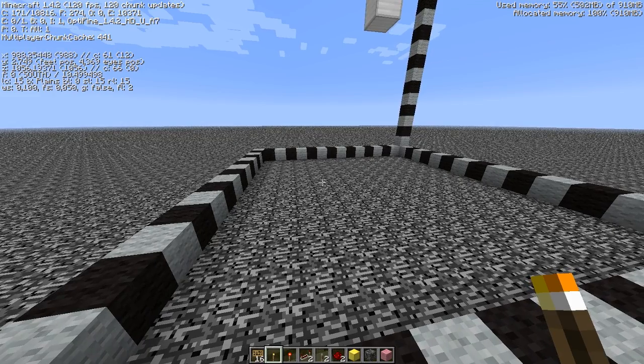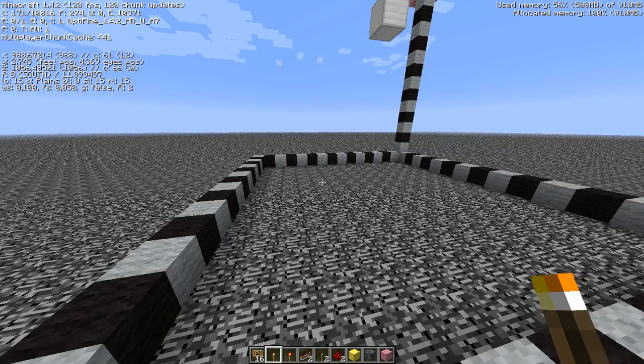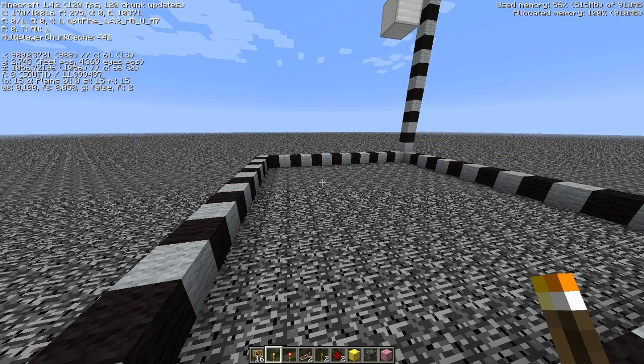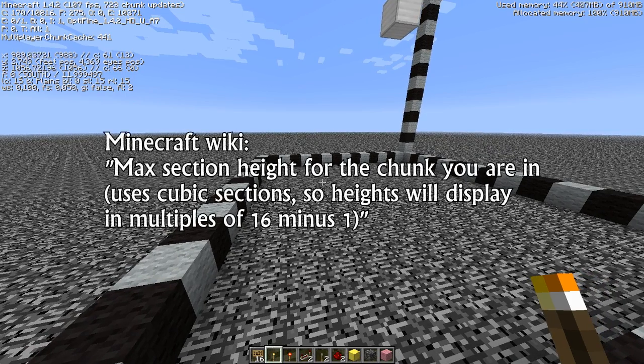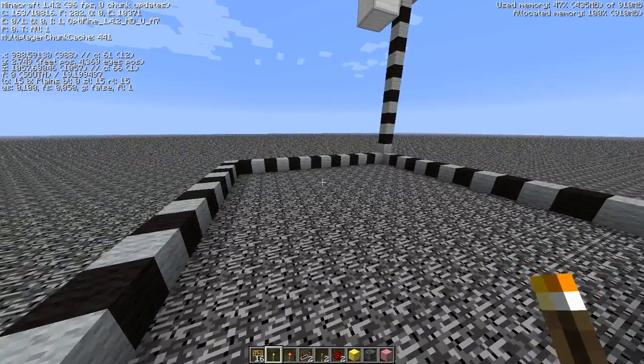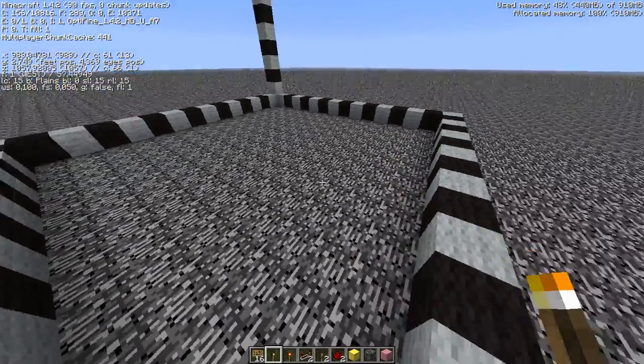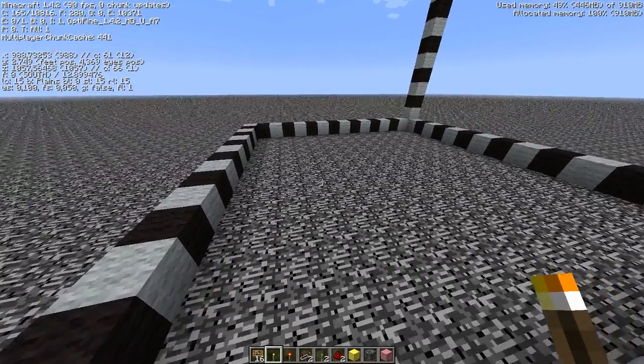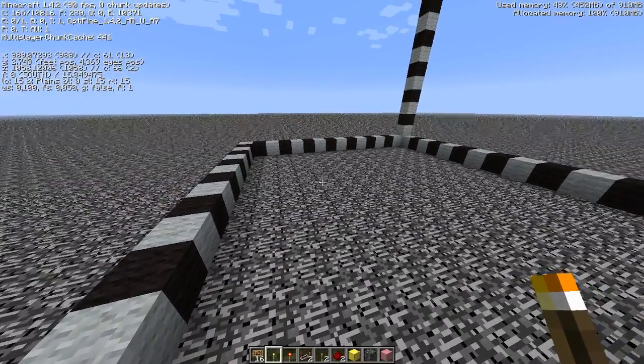Now, for this video, what does the LC value actually tell you? The wiki says it's the max section height for the chunk you are in. It uses cubic sections, so heights will display in multiples of 16 minus 1. And for mob spawning, this basically means that in this chunk that I marked out for you guys, the LC value right now is 15.